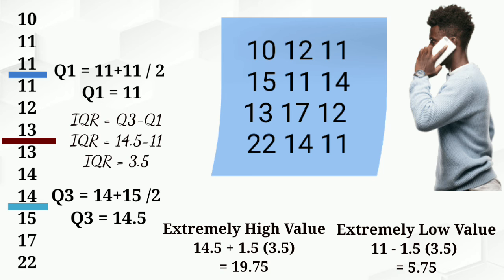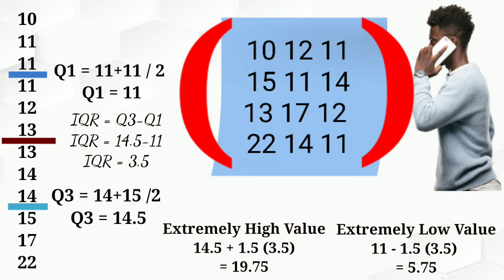Looking at this data, we can see that 22 is definitely larger than 19.75. So 22 is an outlier. And we have nothing less than 5.75, so in this data, we don't have lower outliers. So this entire set of data has only one outlier, and it's just the 22. So it is an extreme value.